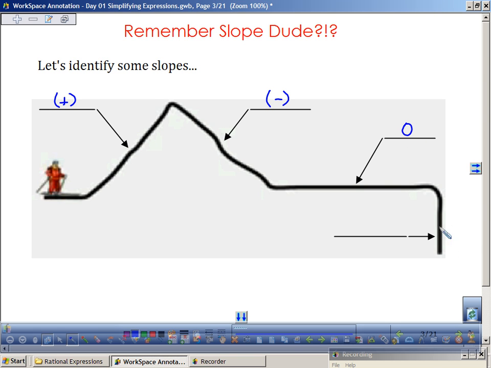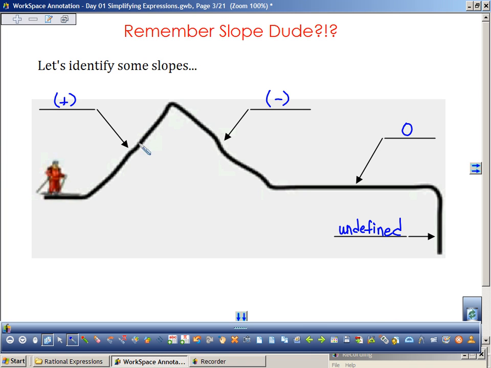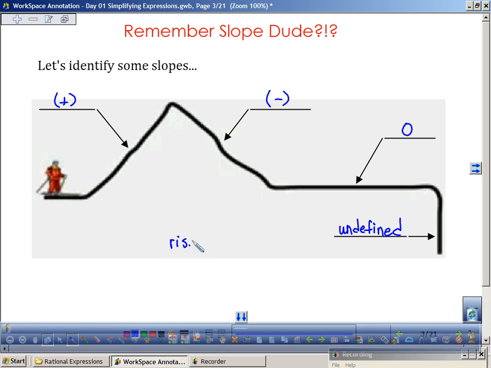Good. And what about this one? That one's undefined, right? Remember that? All right. Well, believe it or not, that has something to do with fractions. Aren't slopes fractions? What does slope stand for? Rise over run. Rise over run is a comparison or a fraction, correct?